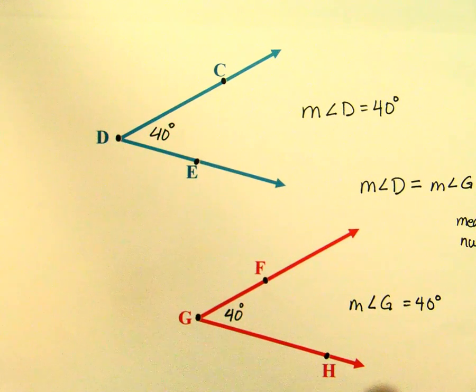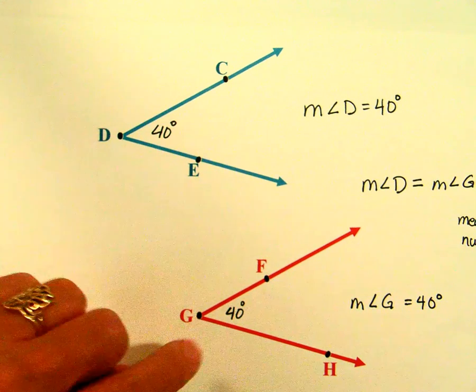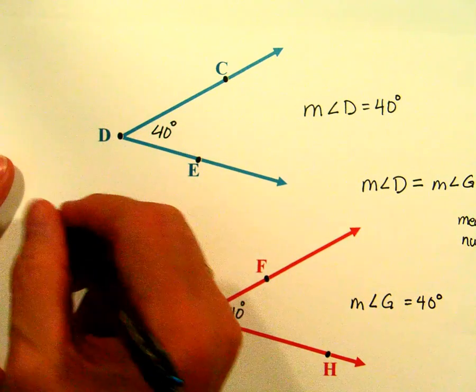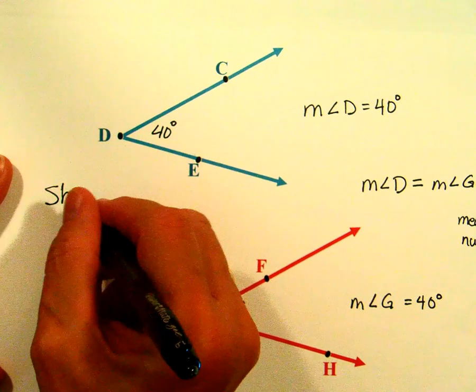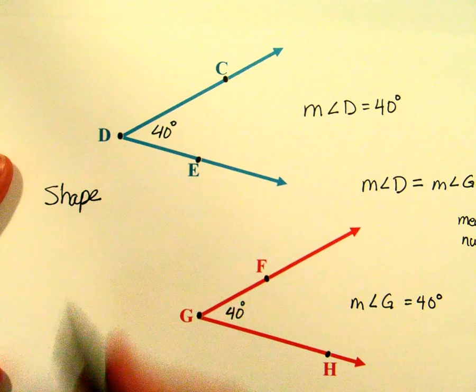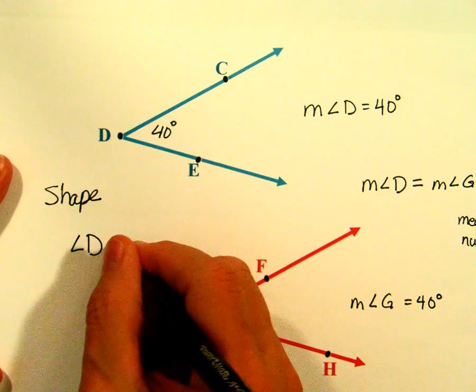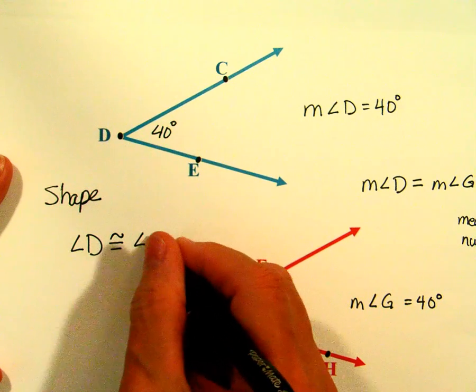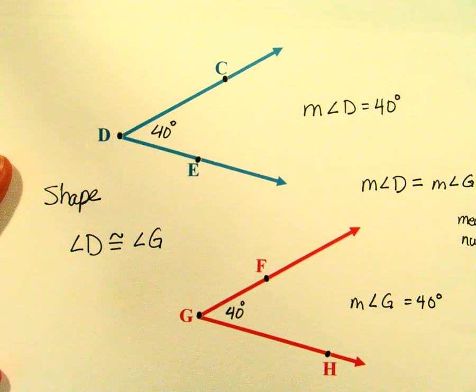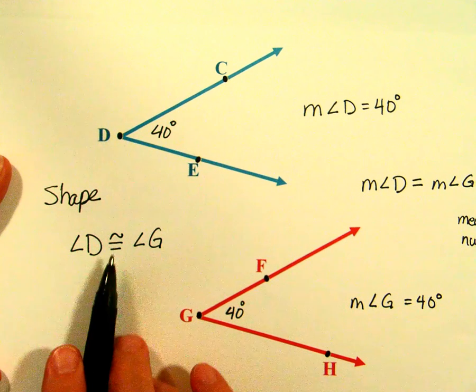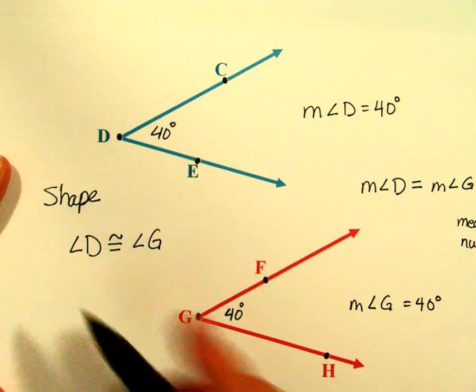Let's talk about the shape. Hi there, blue angle D. You're just real shapely. You look nice. Oh, angle G. Nice, pretty red angle. You look really nice too. You know what? I'm pretty sure y'all are the same shape. You're blue, you're red, but you're the same shape. So when we look at the shape and we're comparing the shape, I will say that angle D is congruent to angle G. Okay? Congruent, we recall, means same size, same shape.